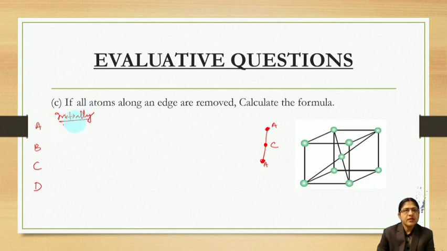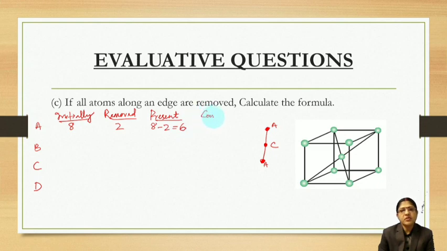So initially, how many corner atoms are present? 8. Removed: how many corner atoms are present on an edge? 2 corner atoms are present, so removed 2. Present how many after removal? 8 minus 2, that is 6.